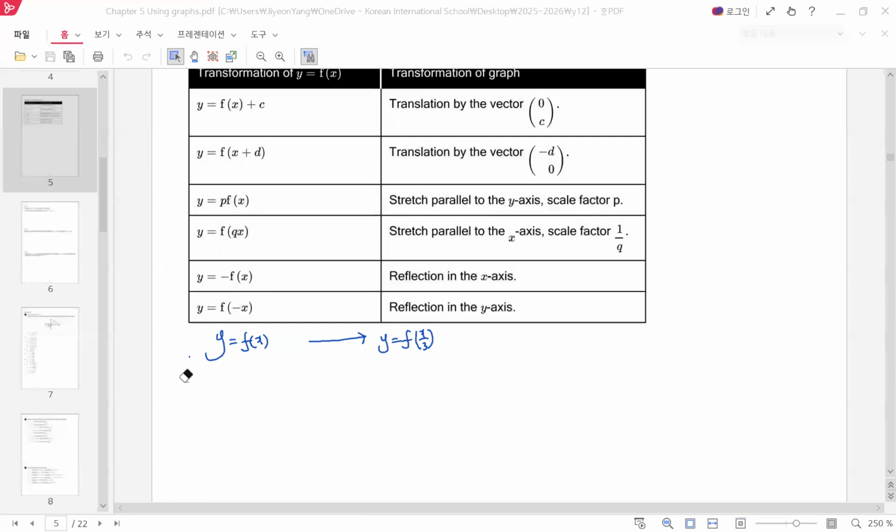I want to find a new equation after stretching this graph in the y direction with scale factor 2. Then there is no change, so x is just x, and y is y over 2. Then y over 2 equals f(x), so you can write it down as y equals 2f(x). Do you understand?